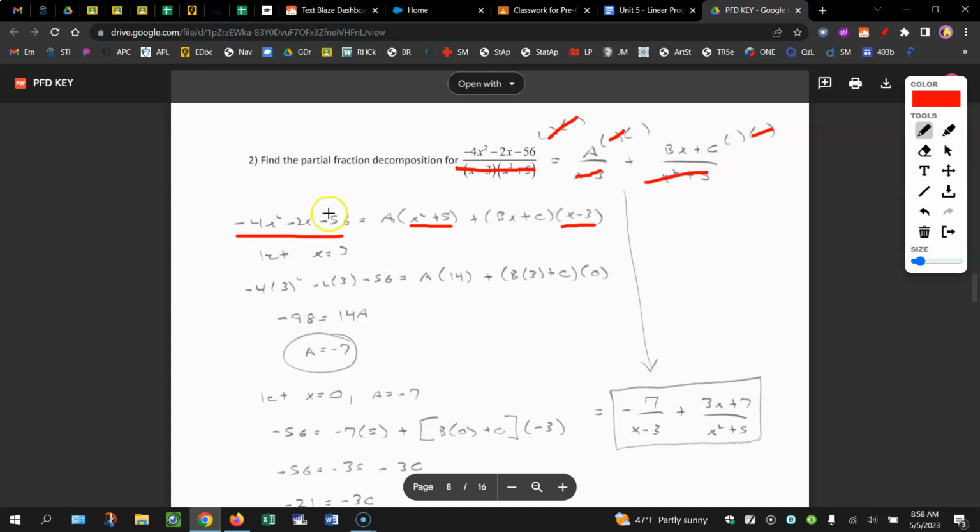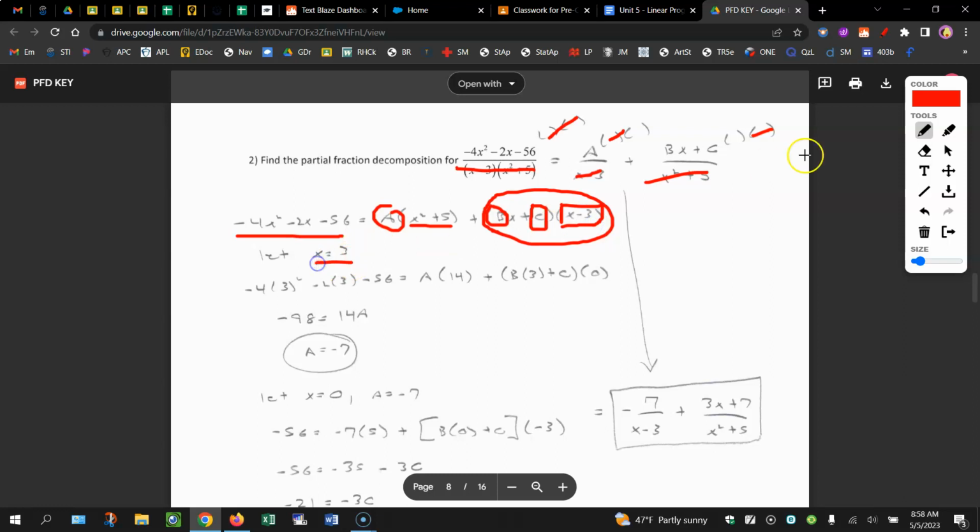Your goal is to be able to, so you have 3 unknowns. You don't know what A, B, or C equal. Your goal is to get rid of 2 out of the 3. So if we can make this whole thing equal 0, B and C are going to be gone. So to do that, we take this x minus 3. Think about what value would make that 0.